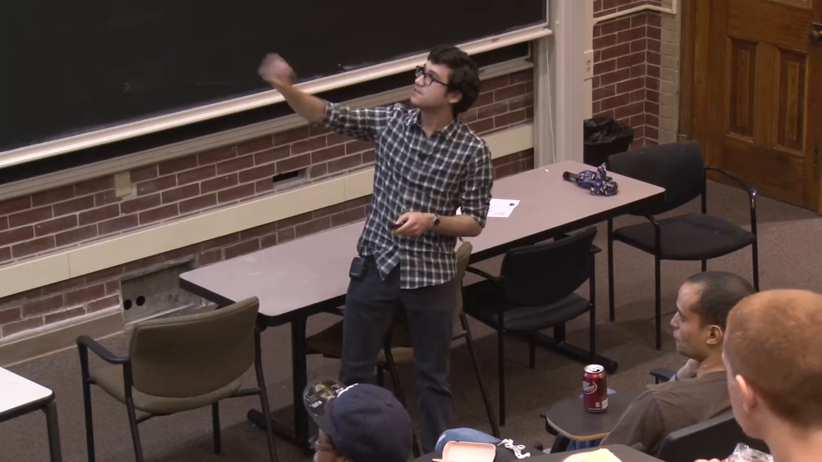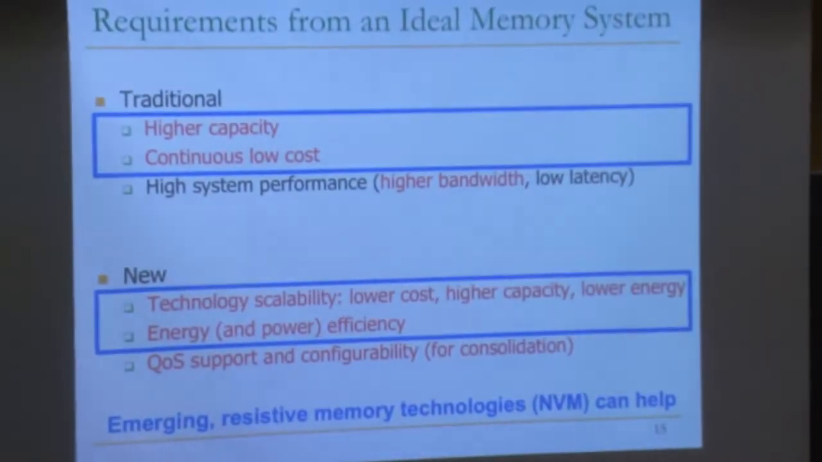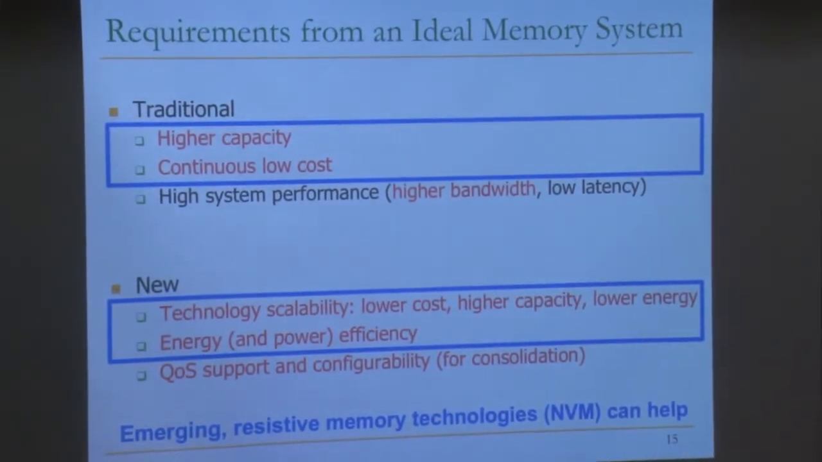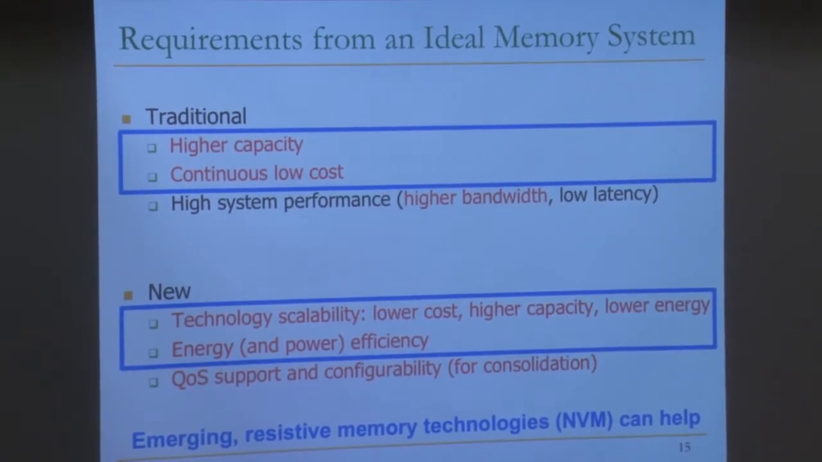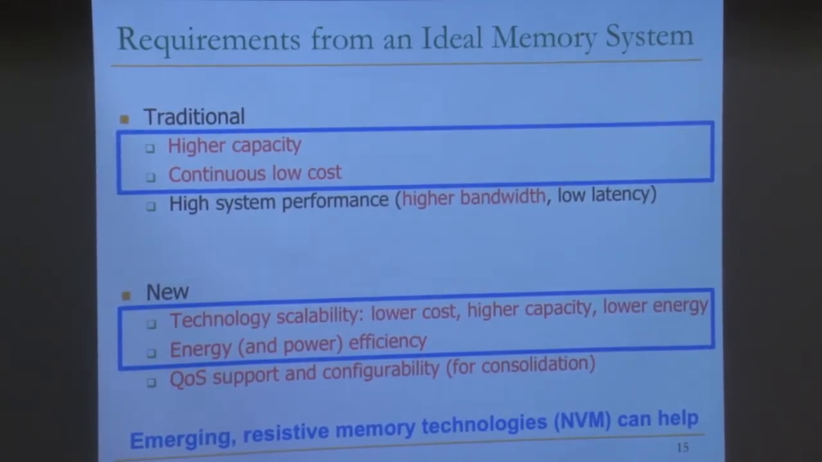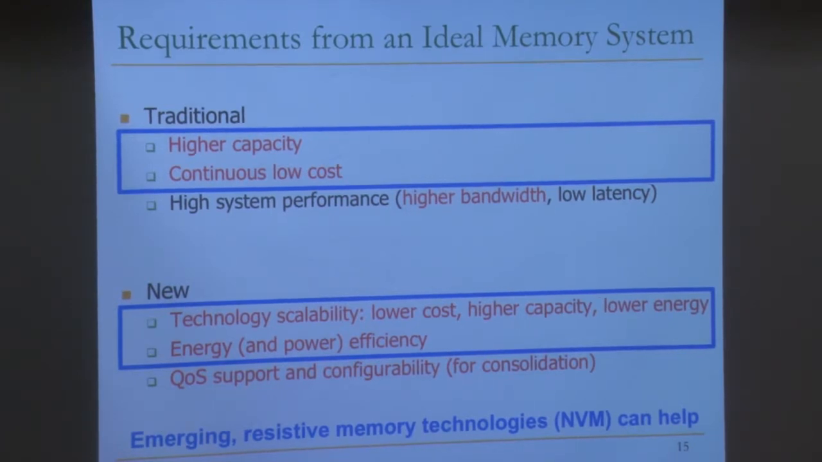OK, so those traditional concerns are also very important. So here are a couple of things, just to give you a preview, where emerging technologies can help, and we'll talk about these. They can have higher capacity and continued low cost, meaning they're still able to scale; they project very favorably into the future. In addition, they can have better energy efficiency than traditional DRAM devices.